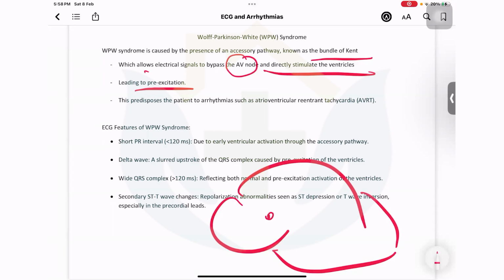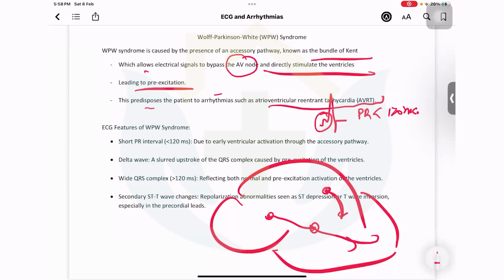Pre-excitation means this will follow the normal course. But if somebody is pumping the waves through this channel, then obviously there will be no PR interval, nothing. So what you will see is a P wave literally climbed upon the QRS every time. So there is a short PR interval. PR is less than 120 ms. So leading to pre-excitation. This predisposes to arrhythmias like AV reentrant tachycardia. So the ECG will show a short PR interval due to early ventricular activation through the accessory pathway.